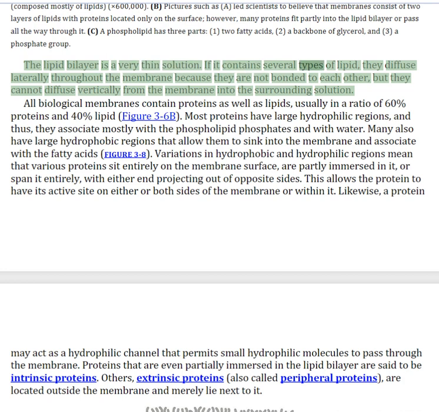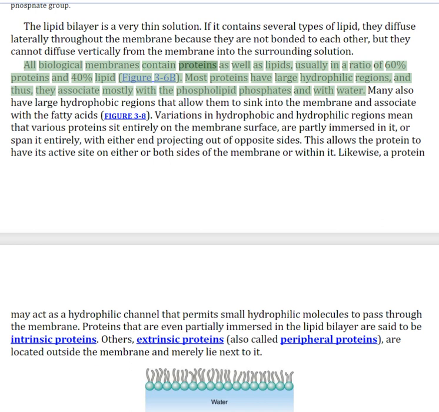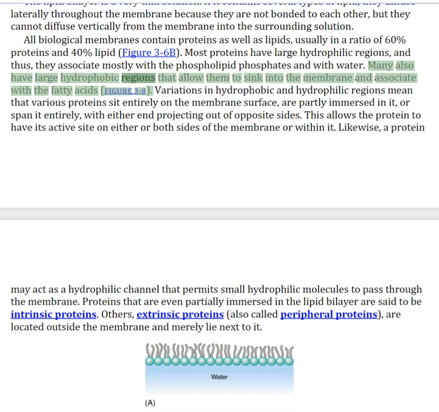If it contains several types of lipid, they diffuse laterally throughout the membrane because they are not bonded to each other, but they cannot diffuse vertically from the membrane into the surrounding solution. All biological membranes contain proteins as well as lipids, usually in a ratio of 60% proteins and 40% lipid. Most proteins have large hydrophilic regions, and thus they associate mostly with the phospholipid phosphates and with water. Many also have large hydrophobic regions that allow them to sink into the membrane and associate with the fatty acids.